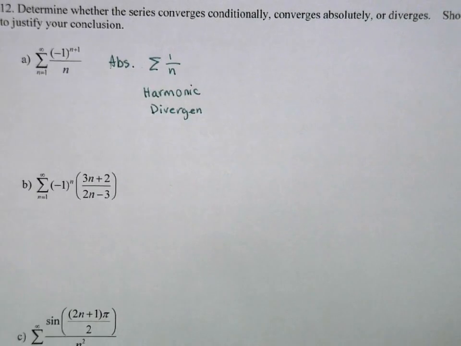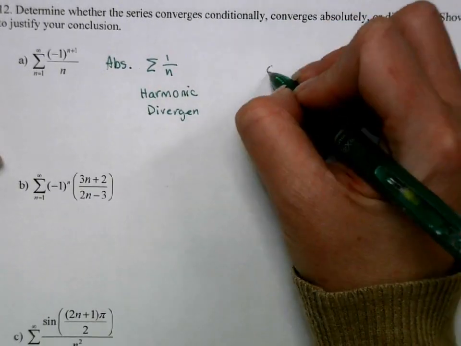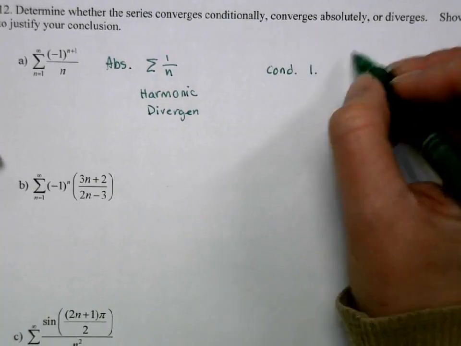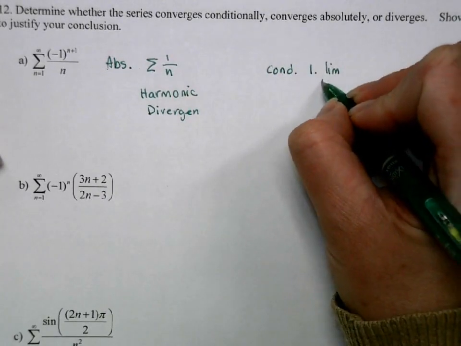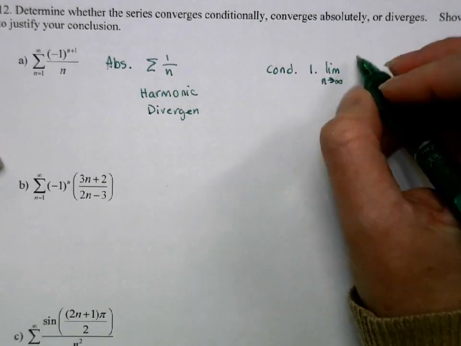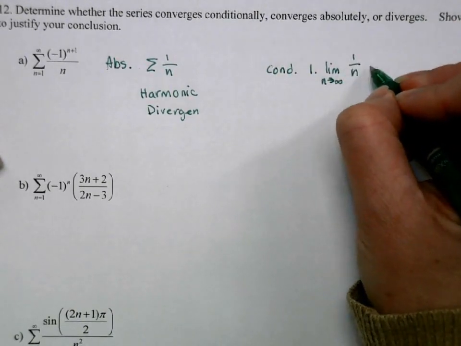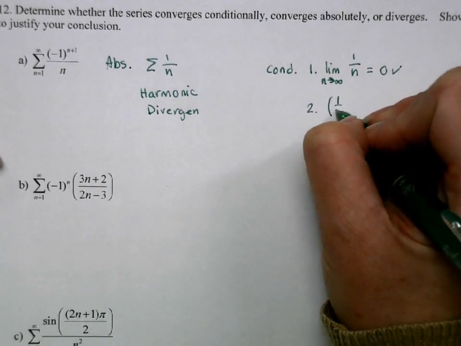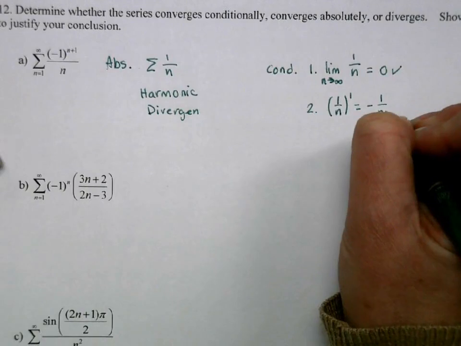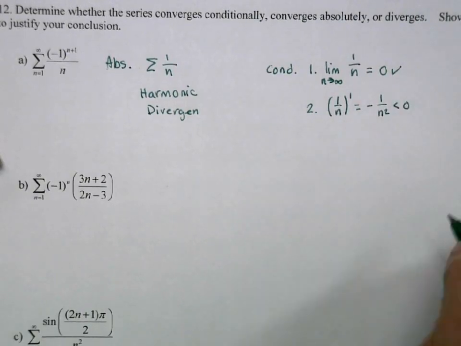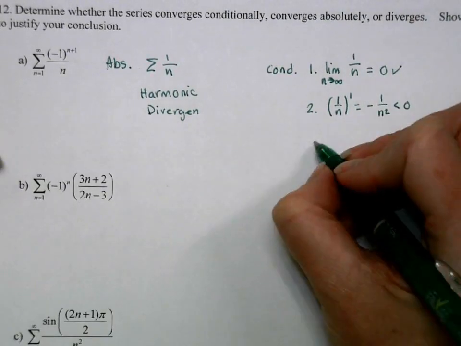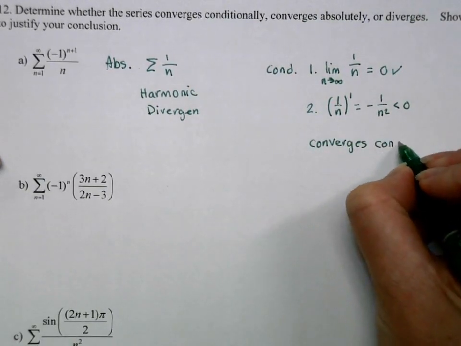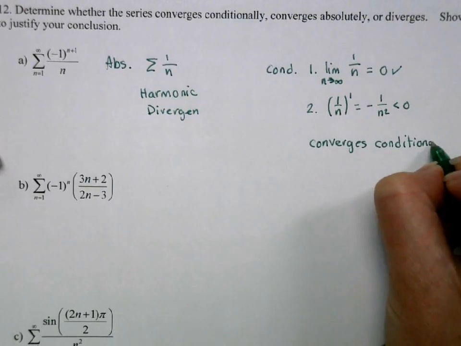Okay, so we're going to look at our alternating series test. Okay, the limit equals 0. Good. If I take the derivative, we get negative 1 over n squared, which is always going to be negative. So this converges conditionally, because the absolute value one does not converge, but the alternating one does.